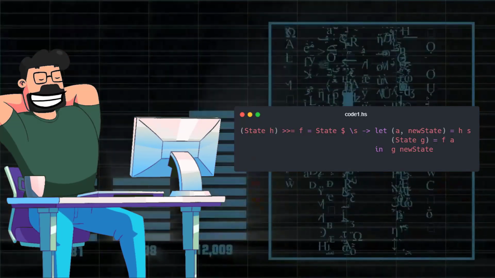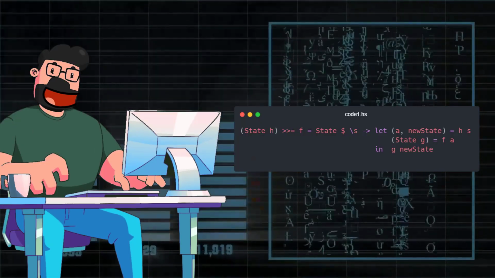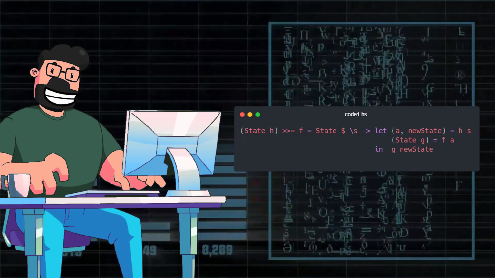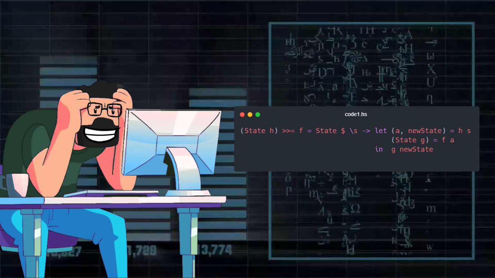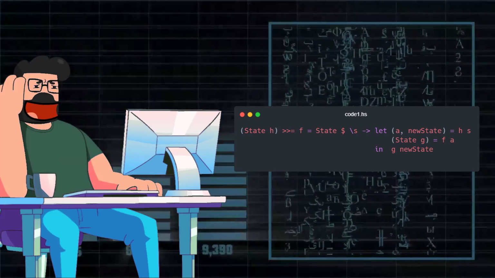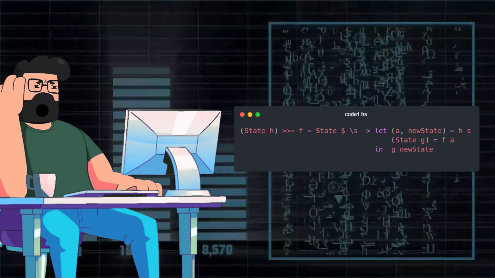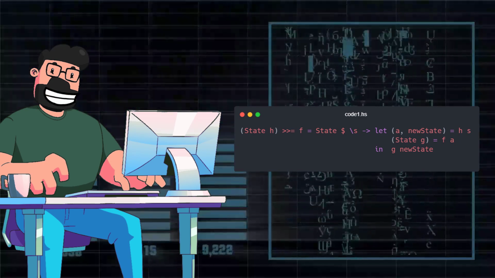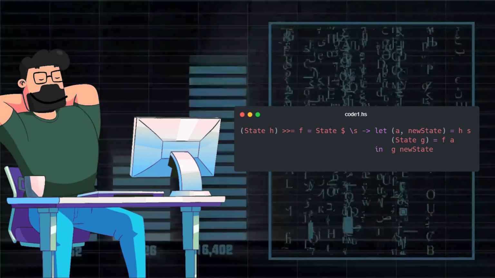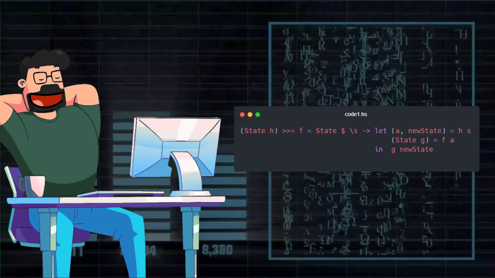Now, let's dissect the solution provided. The key lies in the definition of the state monad, which outlines how the state transitions are handled. When we encounter state h = f, the state transition occurs in a sequential fashion. The state is passed from one operation to another, ensuring that each operation modifies the state in a well-defined order.